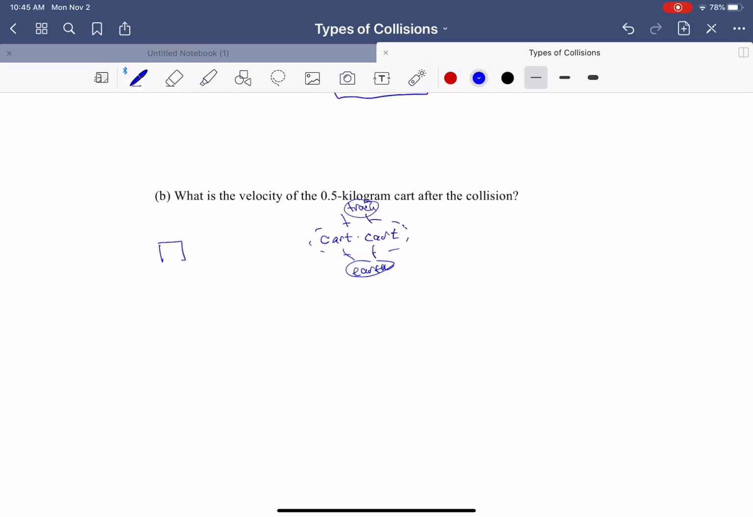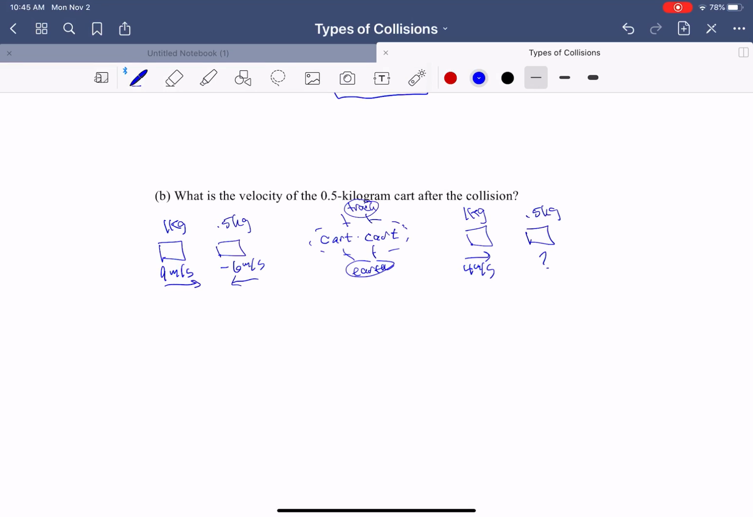So I have my 1 kilogram cart moving at 9 meters per second. I have my 0.5 kilogram cart that's moving at negative 6 meters per second. That negative is really important. Afterwards, I have my 1 kilogram cart that's moving at 4 meters per second. And my 0.5 kilogram cart, I don't know how fast that's moving.